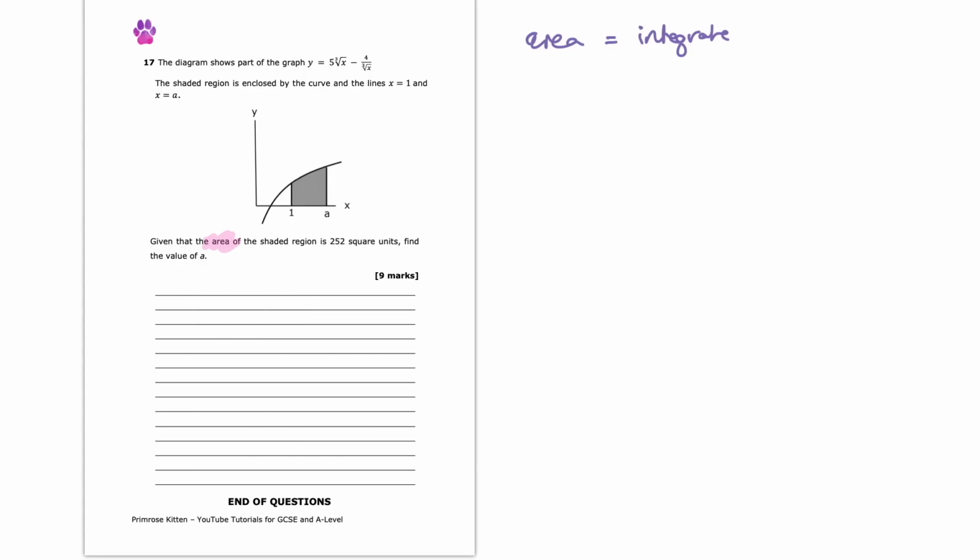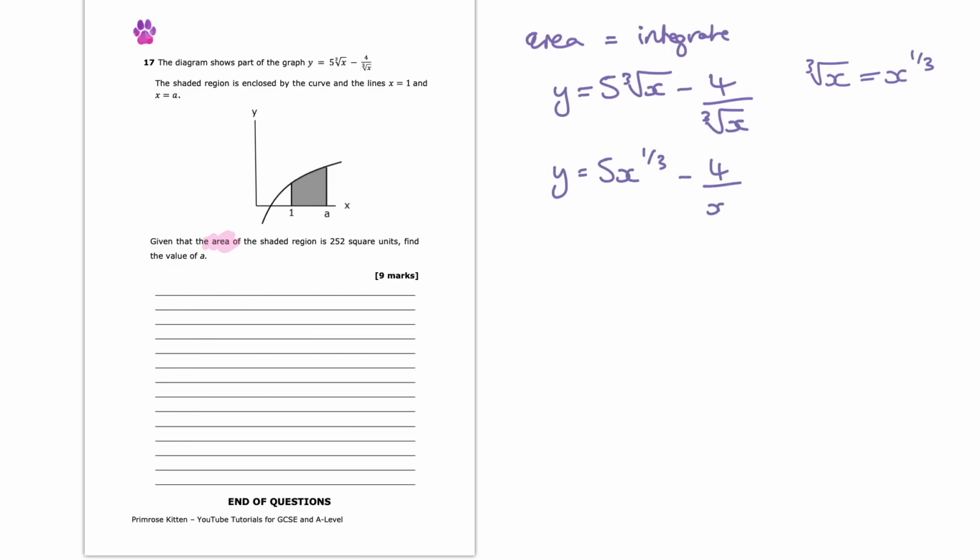So first things first, we know that y equals 5 times the cube root of x minus 4 over the cube root of x. First things first is I would write those as numerical powers. So we know that cube roots are equal to x to the power of 1/3. So we've got y equals 5x to the 1/3 minus 4 over x to the 1/3.